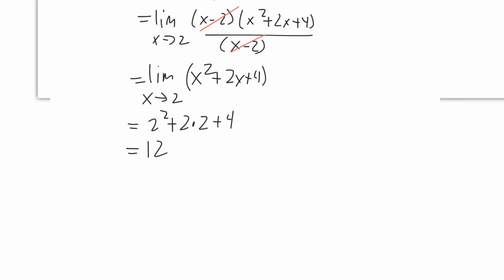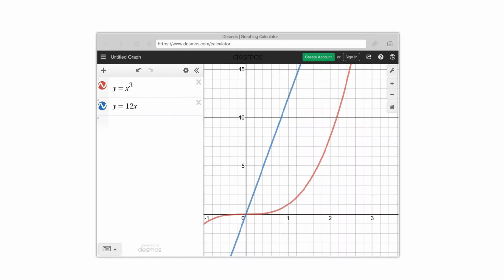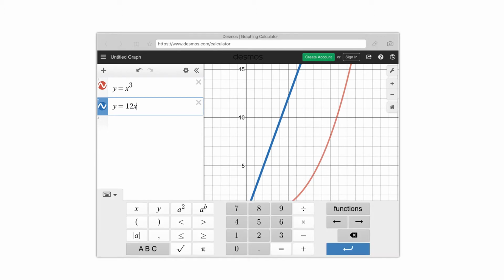And let's go ahead and check on Desmos to see if this is true. So if we go ahead and graph y equals x cubed and y equals 12x, we have a bit of a problem because the 12x doesn't look tangent, and that's because the line is just 12x. It's right through the origin. We need to move that over to make sure it's in the right point. Now, I just kind of eyeballed this, and it looks like it's about minus 16. If we move that line down a little bit, it should be in the right place.